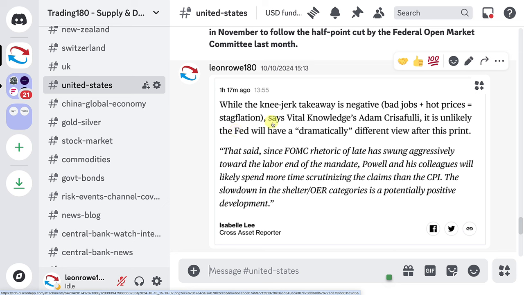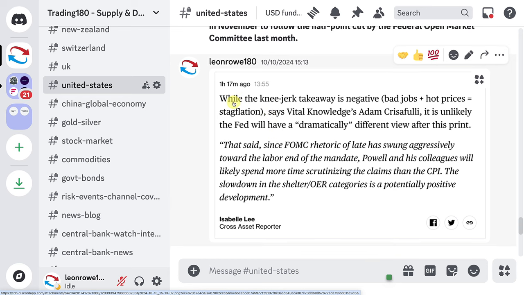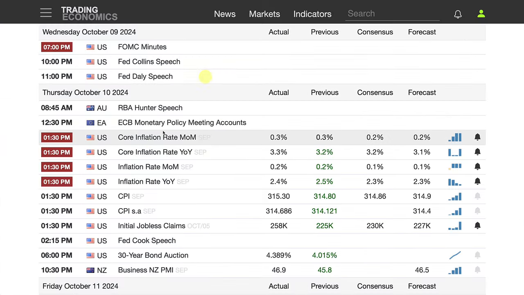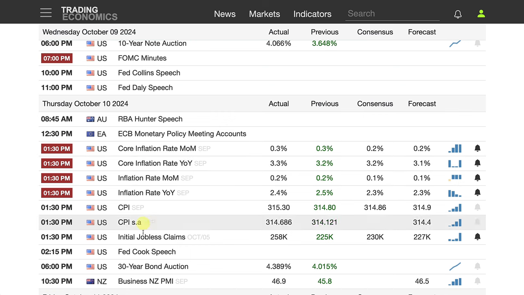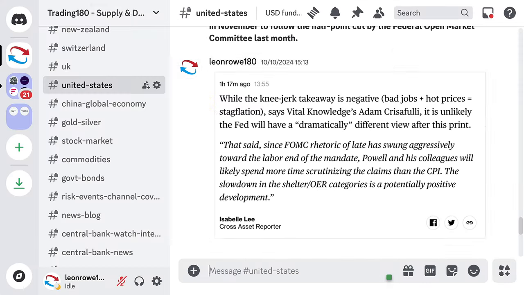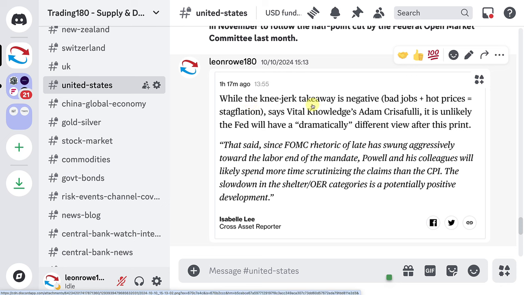So we did have some news on Thursday the 10th of October, which was the core inflation data, as well as initial jobless claims, which was not great, right? While trying to digest the data, the analysts were saying that the knee-jerk takeaway is negative. Bad jobs plus hot prices equals stagflation, says Vital Knowledge's Adam Crucifulli. It is unlikely the Fed will have a dramatically different view after this print.